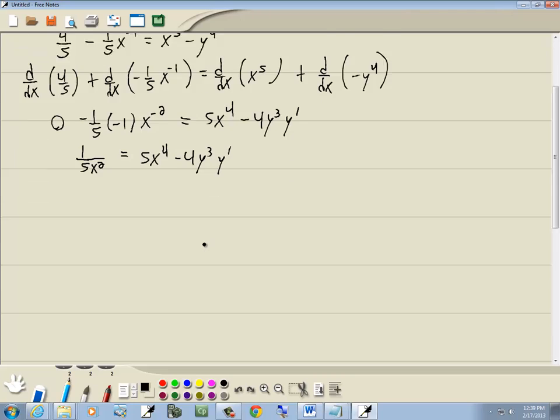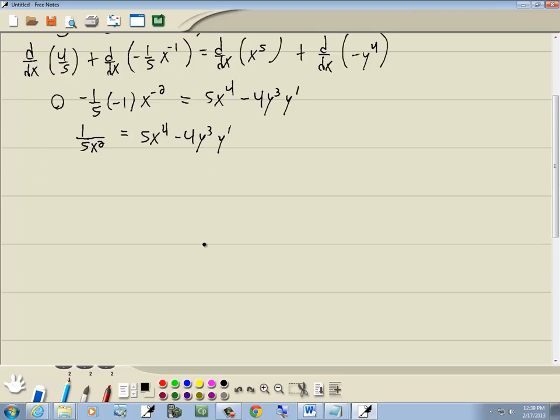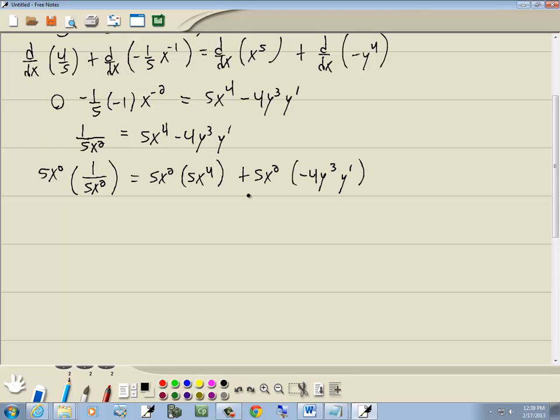And whenever we're solving anything, one of our first steps is to get rid of fractions. It's always the same steps. You multiply everything by the LCM of all your denominators. We only have one denominator, the 5x squared, so we'll multiply everything by that. So I'll multiply the 1 over 5x squared by it. We'll multiply the 5x to the fourth by it. And we'll multiply the negative 4y to the third y prime by it.